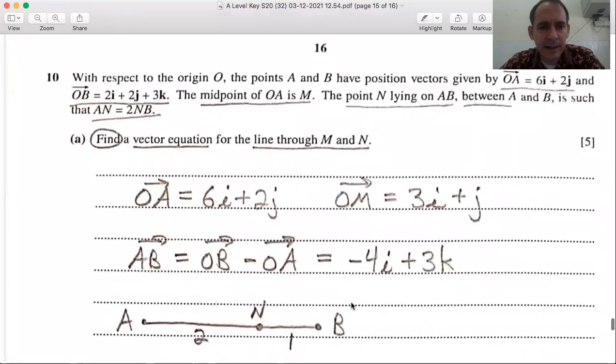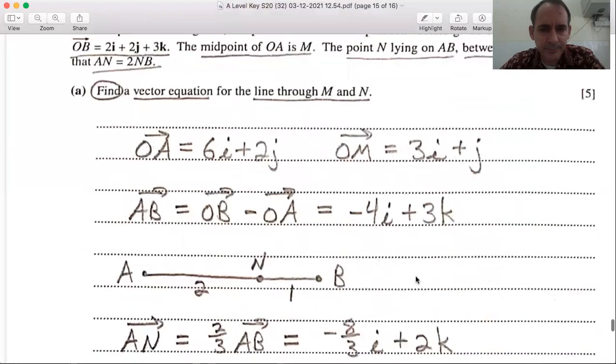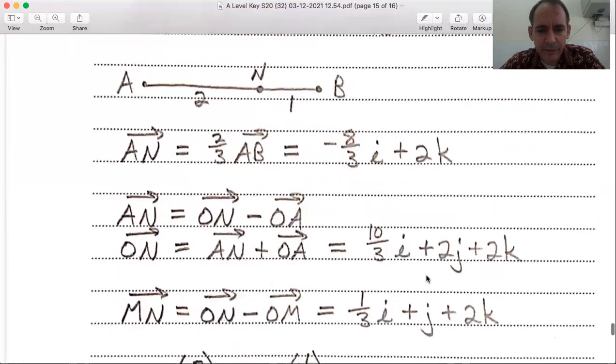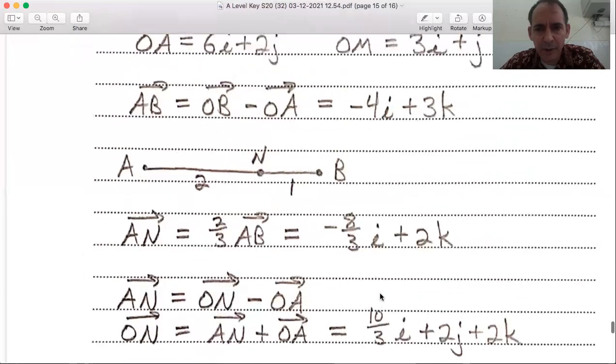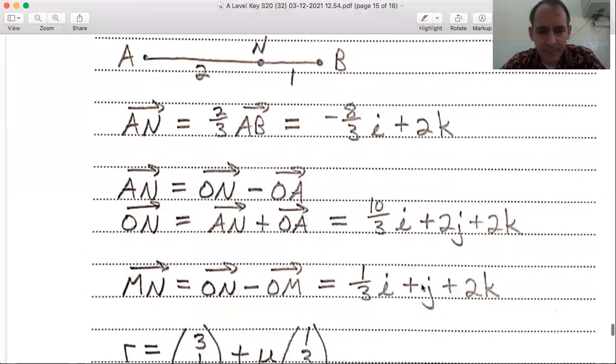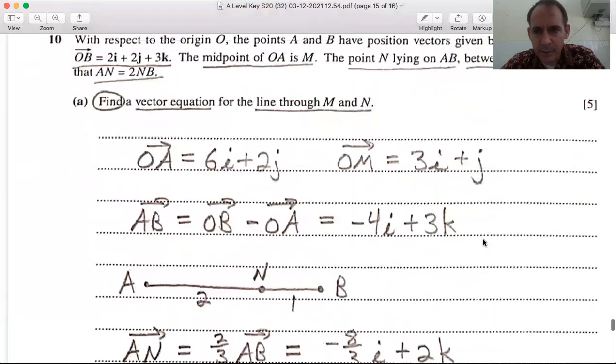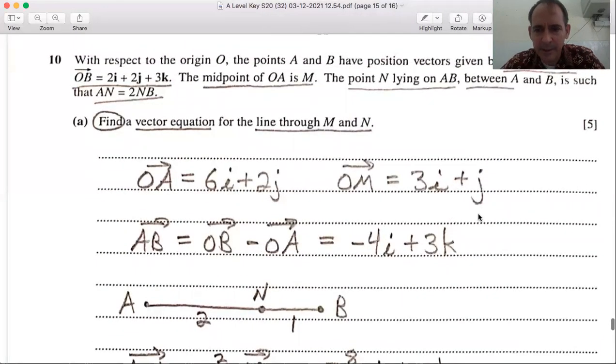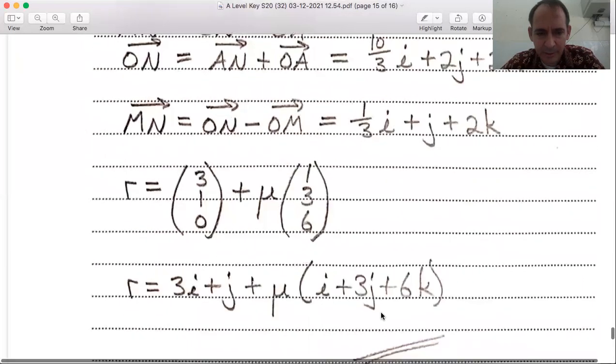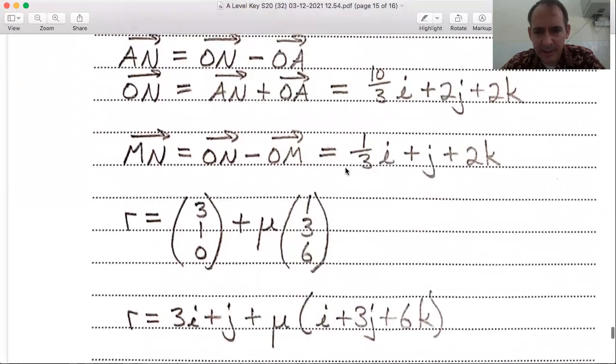And I'll just use the point 3, 1, 0, which comes from the OM right here. 3, 1, 0 is our OM, plus mu times the direction of MN, which is 1/3, 1, and 2.